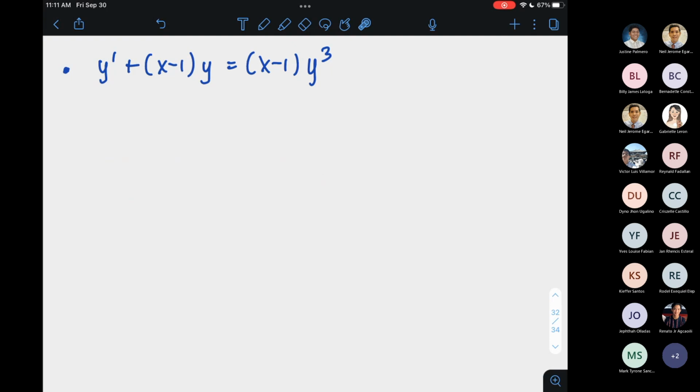Actually, pwede pa rin kung power lang ni y yung pampagulo dun sa right-hand side, and otherwise it's in the standard form of a first-order linear ODE, pwede pa rin natin tong isolve via integrating factor. Ang tawag natin dito ay isa siyang Bernoulli equation. Okay. Ang general form ng Bernoulli's equation, y to the power n. Okay? So ito ay isang specific Bernoulli equation na ang n ay equal kay 3.